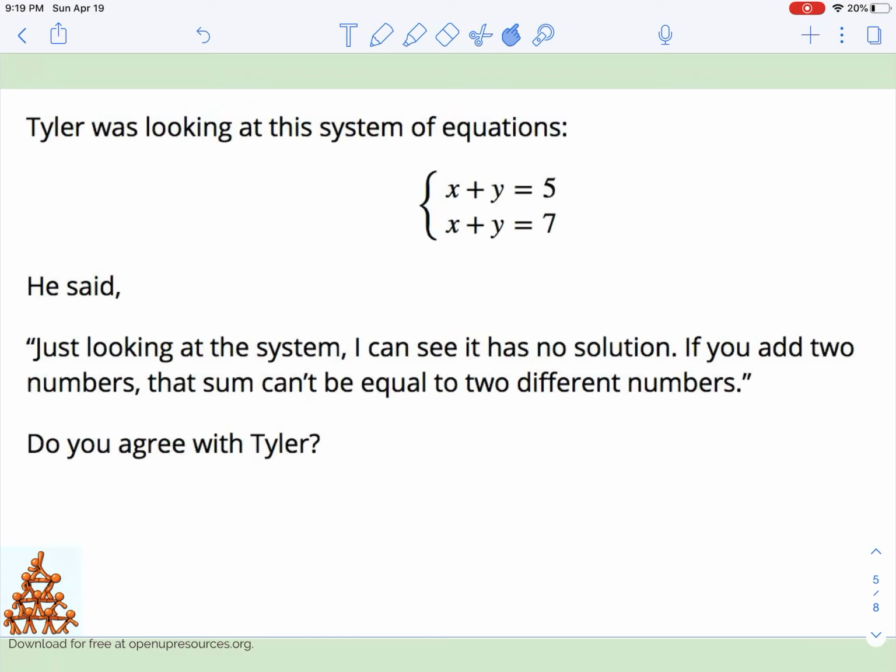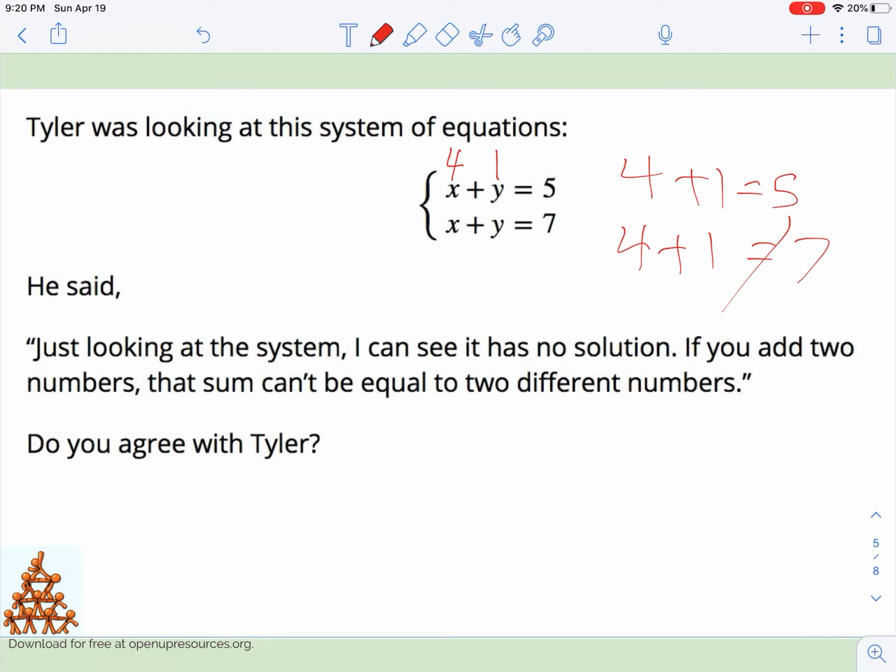Okay, last one, activity 3. Tyler was looking at this system of equations. X plus y equals 5, x plus y equals 7. He said, looking at the system, I can see it has no solution. If you add two numbers, that sum can't be equal to two different numbers. Do you agree with Tyler? So that's like saying if I make this 4 and this 1, right? 4 plus 1 equals 5. That's true. 4 plus 1 equals 7. Not true. So that doesn't work.